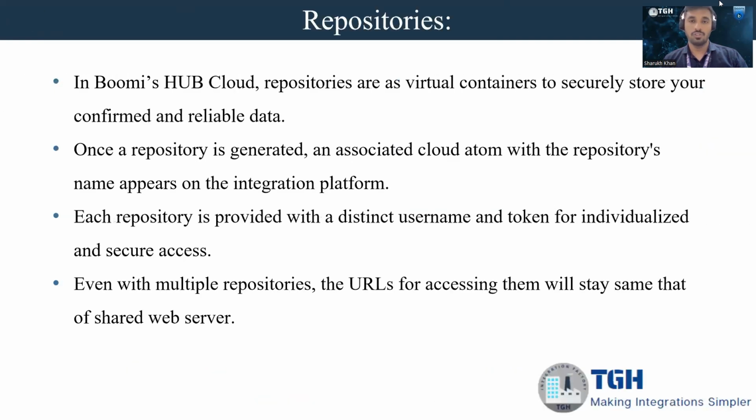And coming to the repositories and model, in Boomi's Hub Cloud, repositories are virtual containers to securely store your confirmed and reliable data. Once a repository is generated, an associated cloud item with the repository's name appears in the integration platform. Each repository provides a distinct username and token for individualized and secure access, and even with multiple repositories, the URL for accessing them stays the same, that of the shared web server.